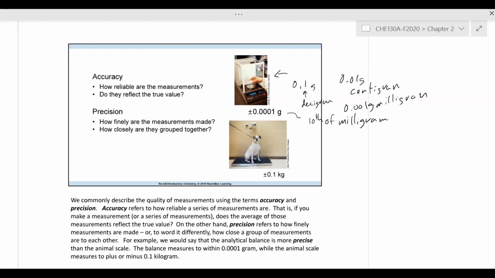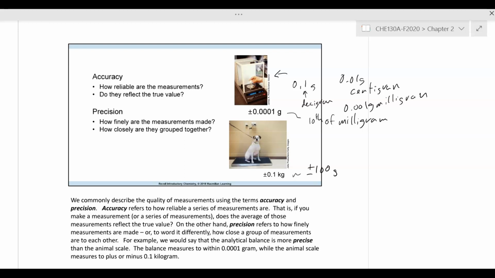If you take your dog to the vet and you get the dog weighed, that might be accurate to about a tenth of a kilogram, right? Which is 100 grams. So what it's saying is that the dog's weight might be off by plus or minus 100 grams. That's setting aside issues of getting your dog to sit on the scale, which is a problem with my dogs at least.